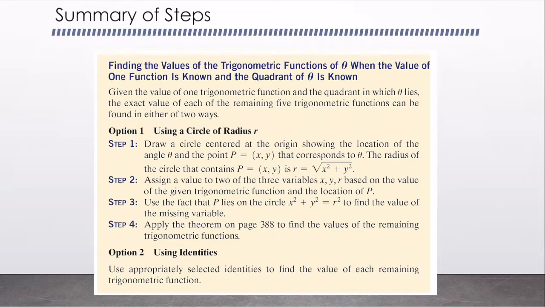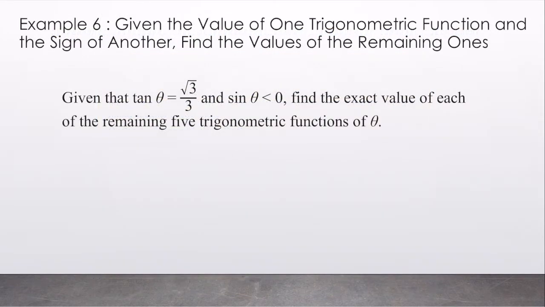So here's a summary of the steps to find the values of trigonometric functions when theta is unknown, but you know what quadrant it is and one of the values, right? So you can use a circle of radius r, or you can use the trig identities, and I showed you both ways. So let's look through another example. In this case, I'm going to solve by using the unit circle because that's my fave.